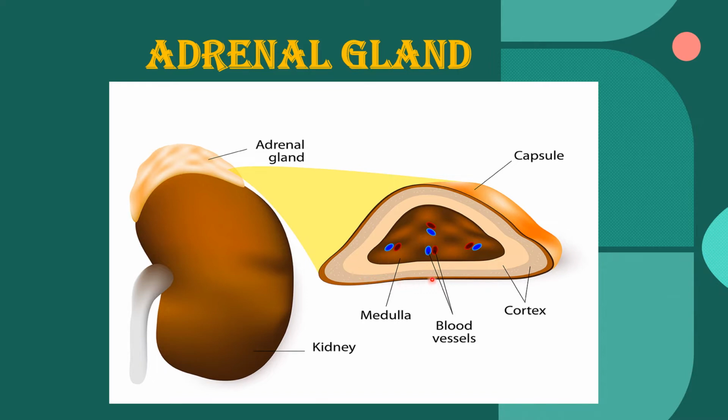Then which hormones are produced from each part? A question may come like this: name the hormone produced from the adrenal medulla. Yes, that is adrenaline. Why is that hormone called the emergency hormone? Adrenaline is called the emergency hormone because it prepares the body to meet any emergency situation, for fight, that is to face danger, or for flight, to run away from it. That's why adrenaline is called the emergency hormone.